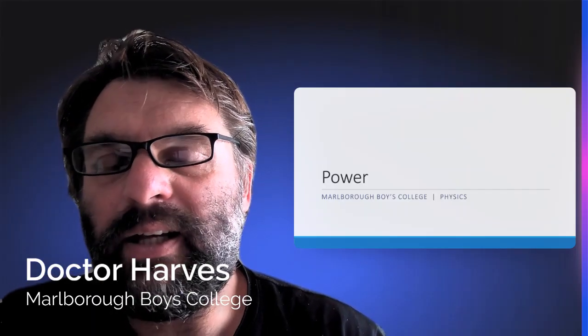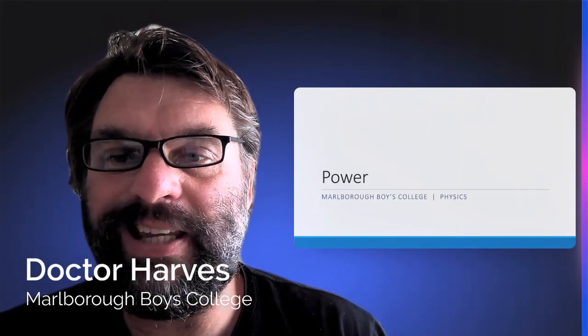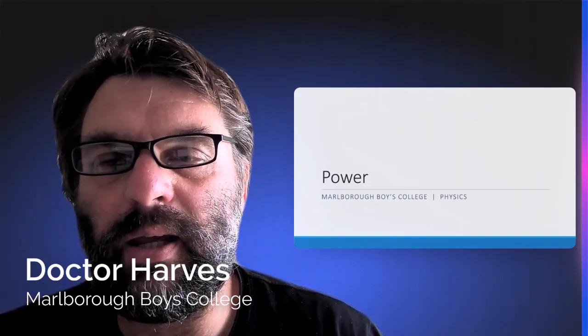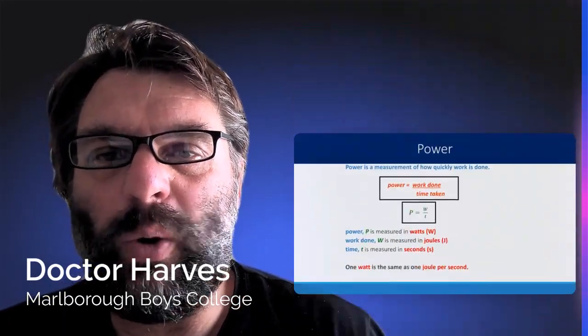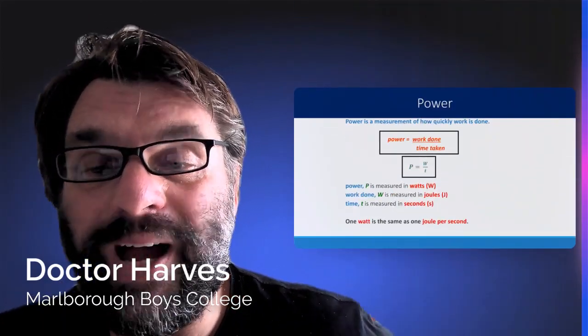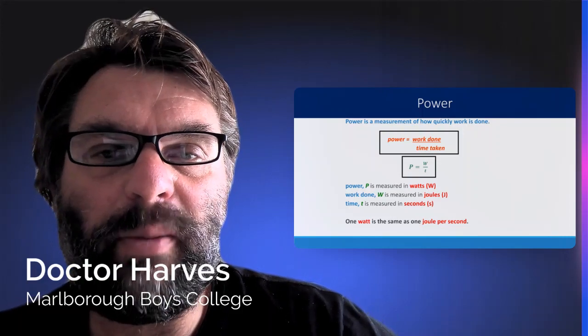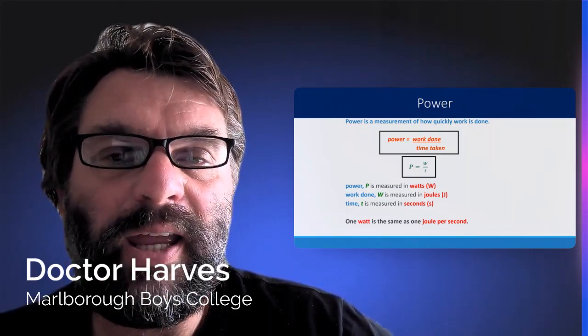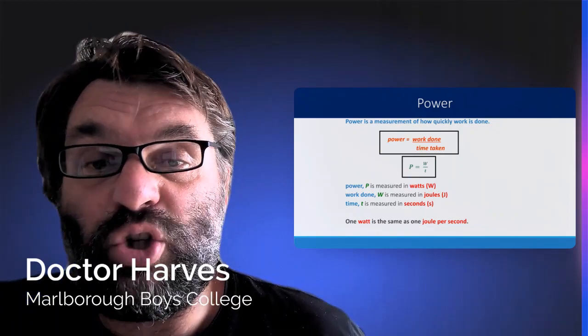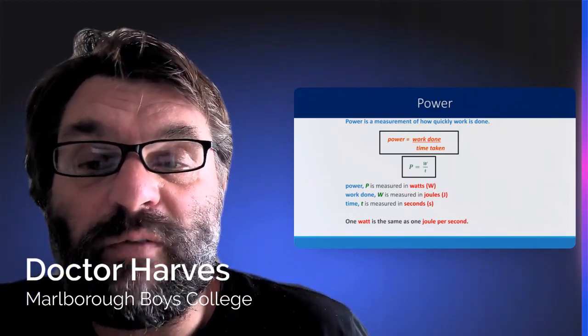So welcome back, Level 1 physicists in NCEA, looking again at the mechanics external. Today looking at the idea or concept of power. Okay, so power can be looked at in two ways. It can either be a measurement of how quickly work is done, or it can be a measure of the change in energy. And we'll look at the work done equation first.